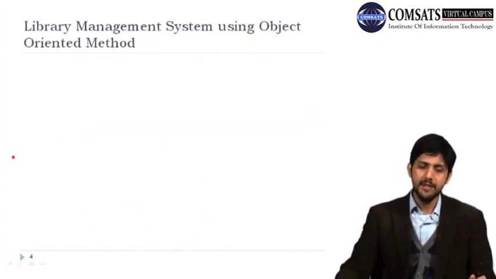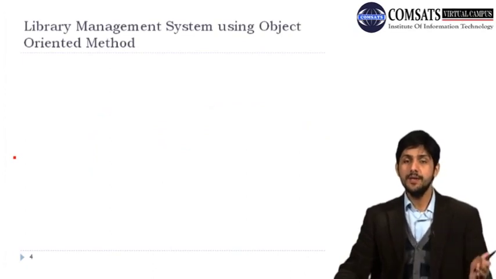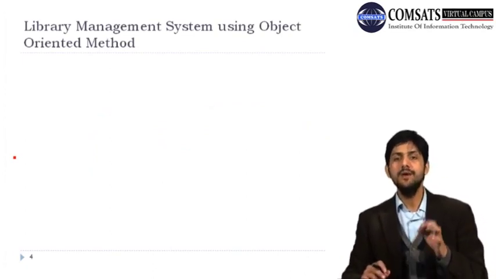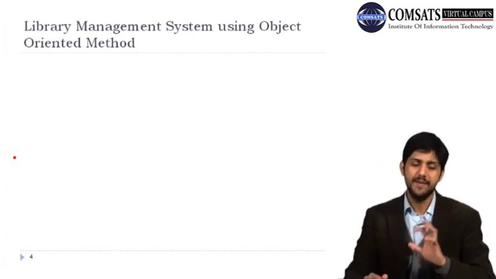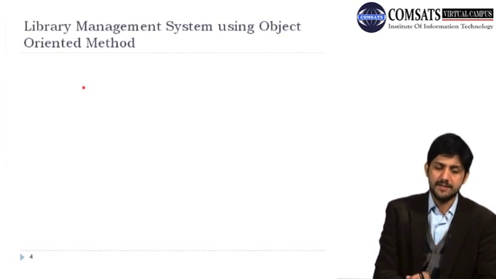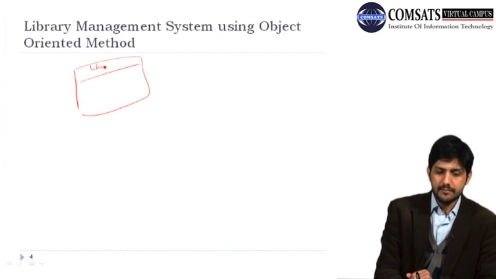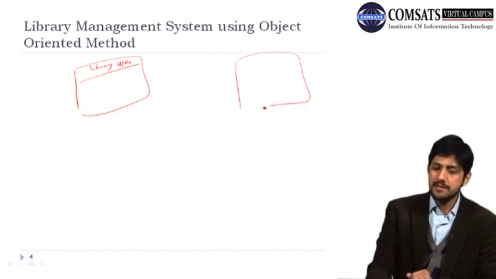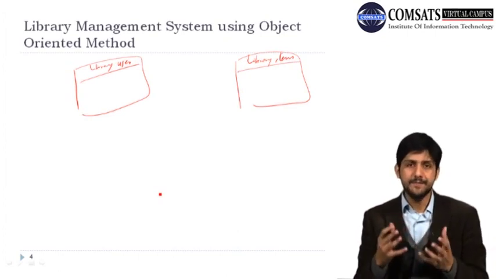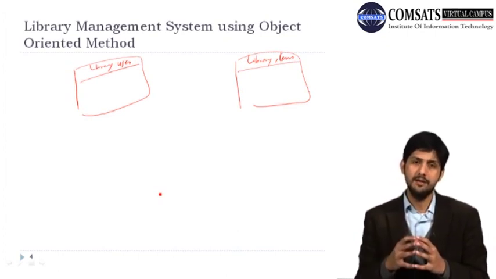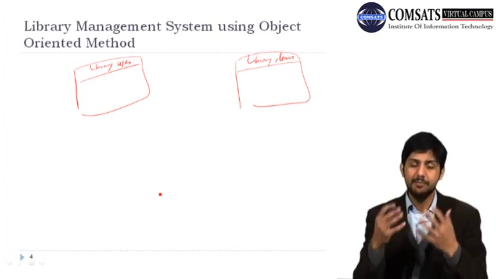And the same example, when we decomposed it by using the object-oriented method, we first of all started to identify what the objects or classes are in this particular example. So we came up with lots of different classes. We said that there is a class of a library user. Then we have a class of library items.